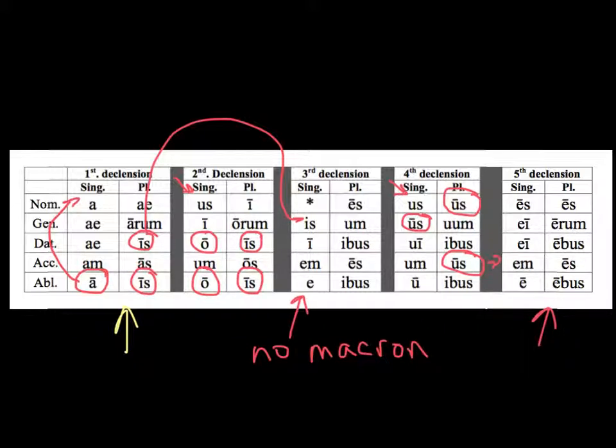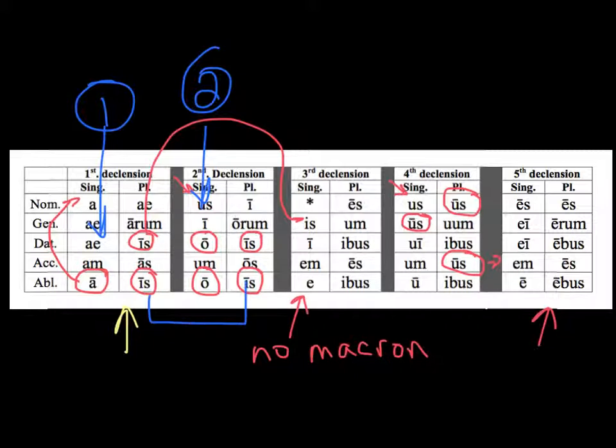So in the end, there are really only 4 sets of macrons you need to memorize. The first one is this long A in the ablative singular. The second one is the long O in the dative and ablative singular of the second declension. The third one is these long IS's in the dative and ablative plural of both the first and second declension. And the fourth group is these US's that have the macron in the fourth declension.